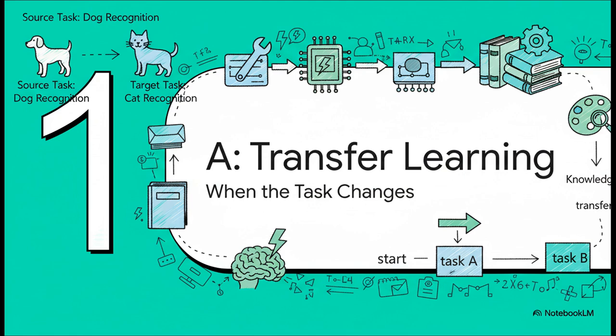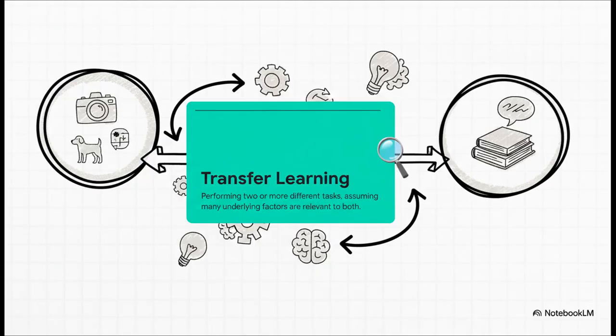Path A is transfer learning. And the one thing you've got to remember here is that this is what you use when the task itself changes. Okay, so what does that actually mean? With transfer learning, our model is taking on two or more totally distinct tasks. But the key is that even though the goals are different, that underlying knowledge from the first task is still super relevant and helpful for the second one.